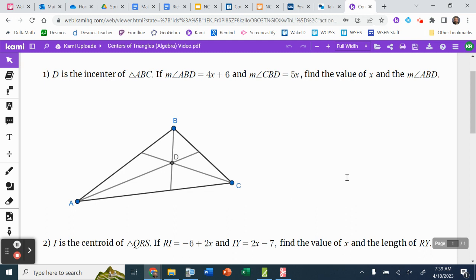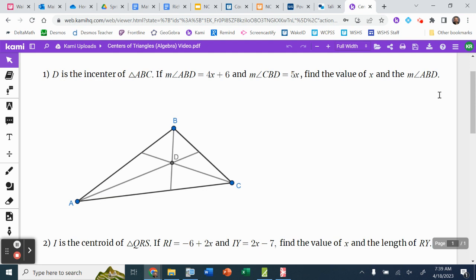All right, this video is to demonstrate how we will use algebra to solve problems involving the center of triangles, and measurements are given in algebraic expressions. So in these, we're going to find the value of x and then the indicated measurement. In number one, we're told that D is the incenter of triangle ABC.